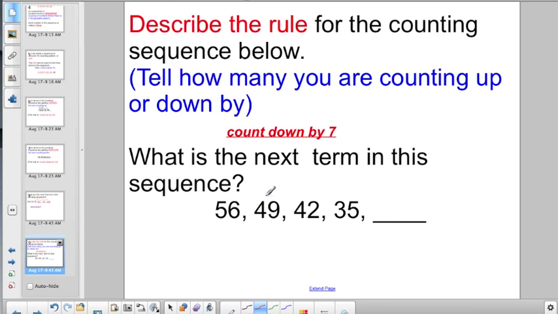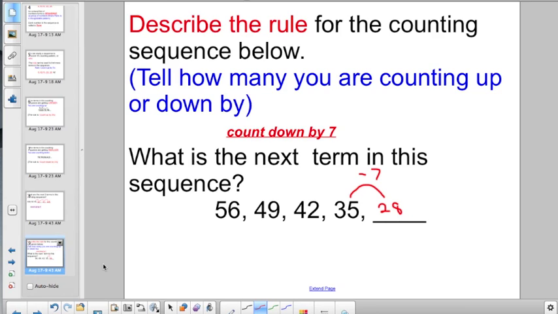56 minus 7 is 49. 49 minus 7 is 42. 42 minus 7 is 35. So now that I know my rule is count down by 7, 35 minus 7 more is going to give us how much? 35 minus 7, hopefully everybody can figure this out. That's going to give us 28.